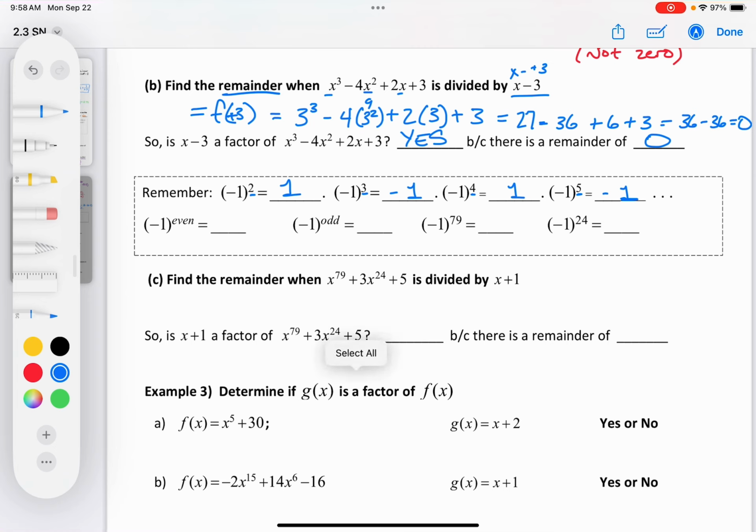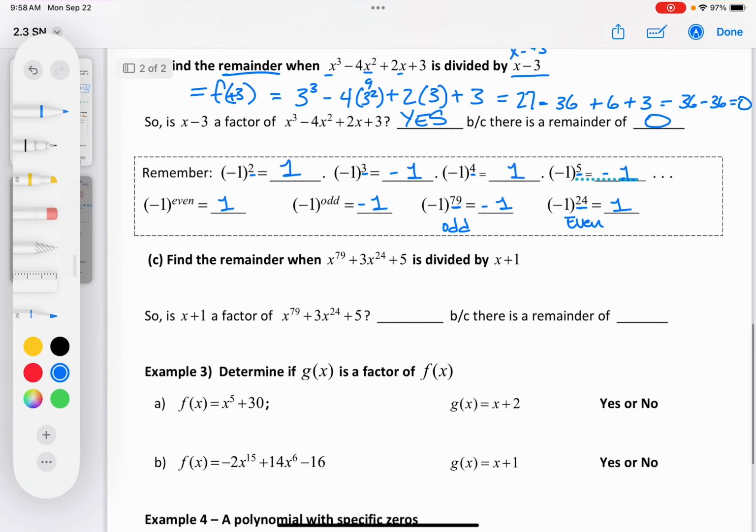So, negative 1 to an even power is 1. Negative 1 to an odd power, negative 1. Negative 1 to the 79th power is going to be negative 1. Negative 1 to the 24th power is going to be positive. Why? Because 24 is even, 79 is odd. So even and odd powers when you're inputting a negative number can be a little confusing. So if you remember that even and odd rule, it helps.